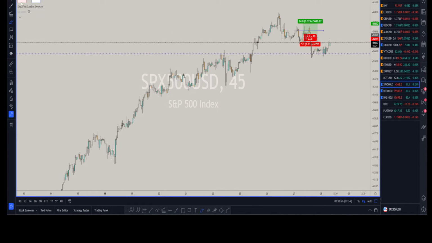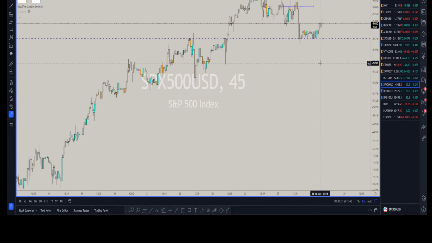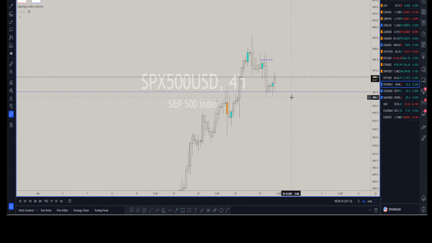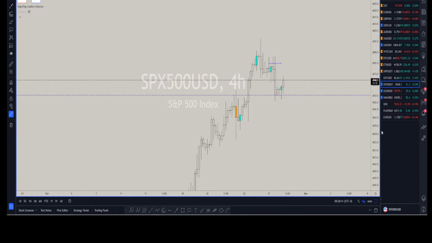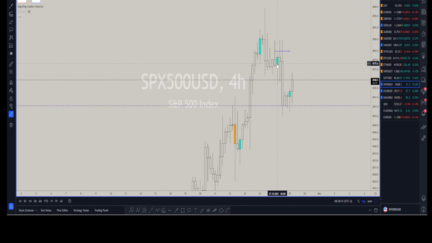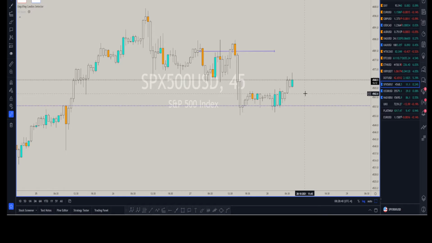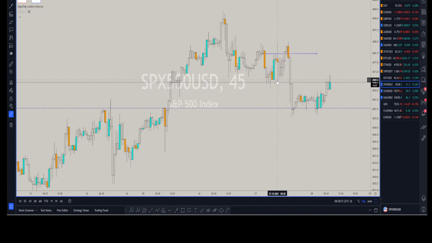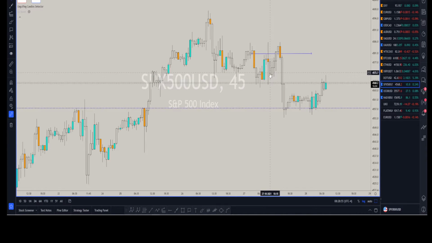S&P 500, that did not play out, but it played out on the NAS. I was expecting the 4-hour to close properly and get respected, which it did not get respected. The 45, there you go, that was our entry. Okay, so if you entered on this, nah, it's a bad setup. That did not play. I did not even take it.